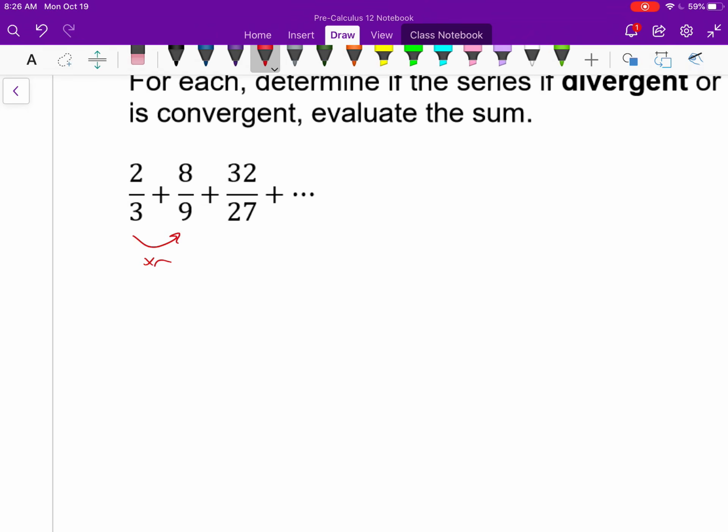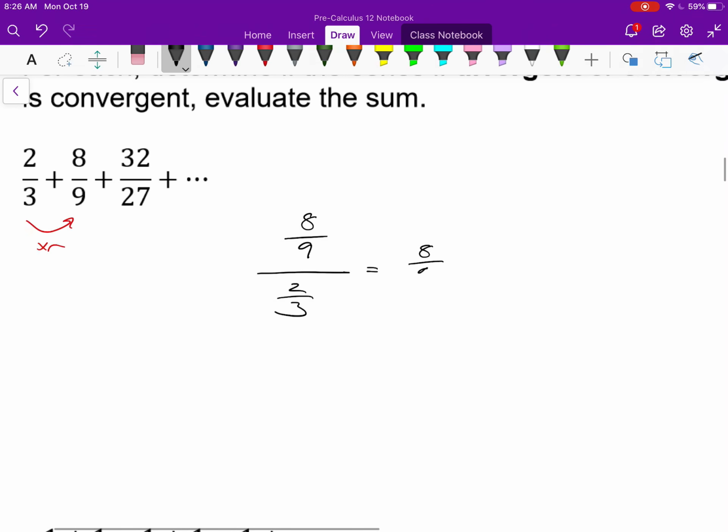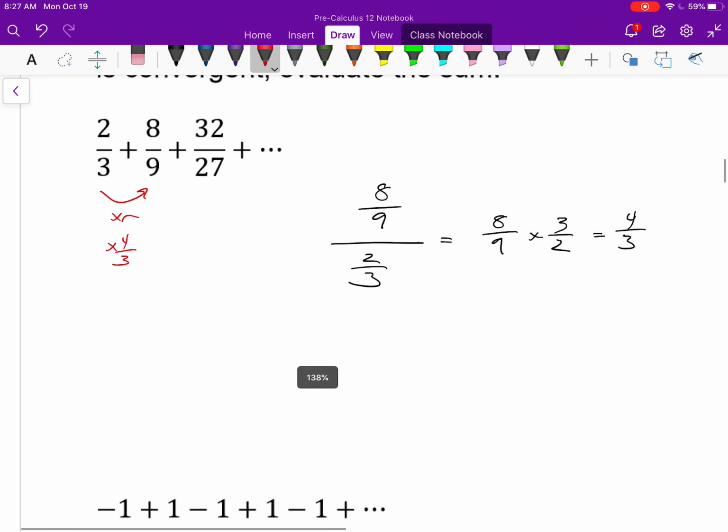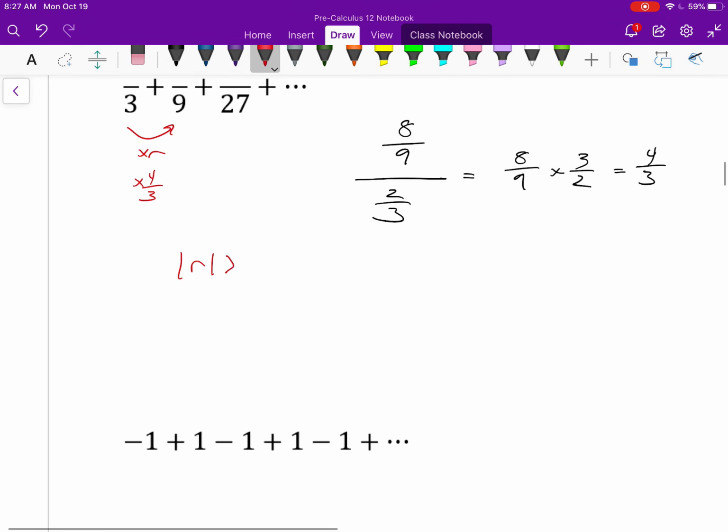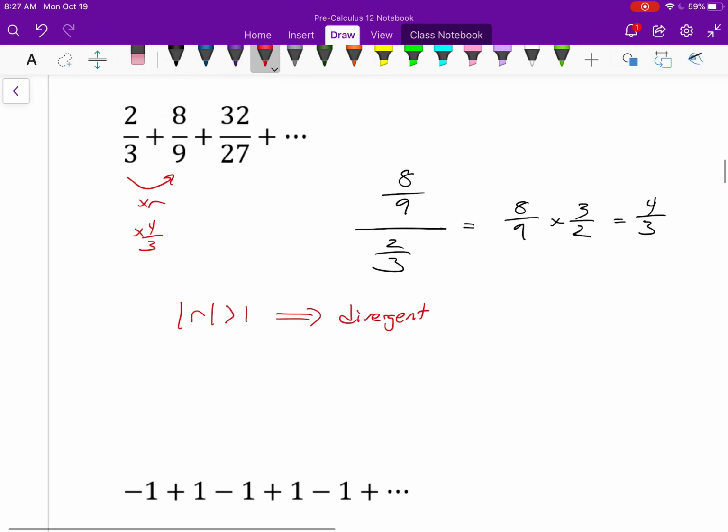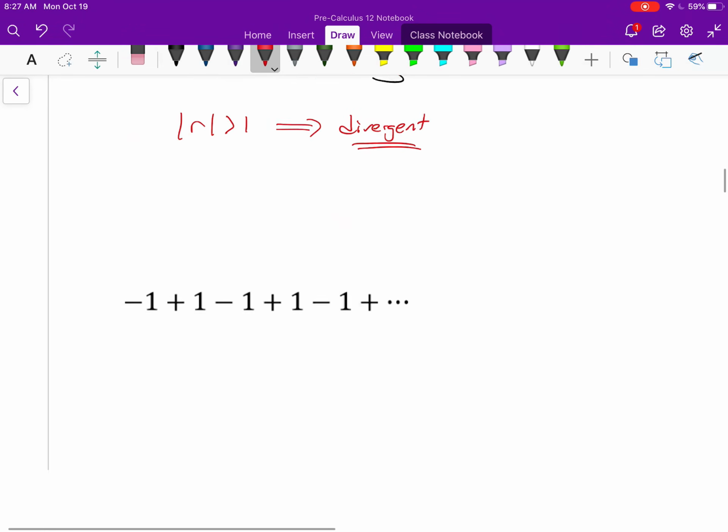Well, let's see. I can just pick a number, 8/9, and divide by the one before it. So 8/9 divided by 2/3, which is the same as 8/9 times 3/2, which reduces to 4/3. So my r value is 4/3, which is greater than 1. And so the absolute value of r is greater than 1. Therefore, this is divergent, which means each subsequent term is getting larger than the last. And so there's no point, I can't add all these numbers up forever. It just keeps getting infinitely large. Nothing more to do.